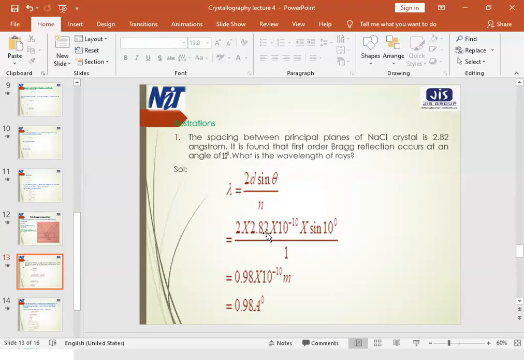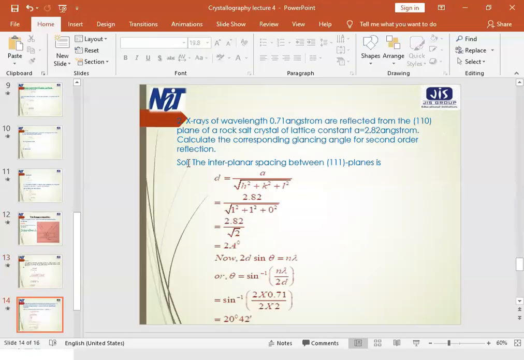So 2 into 2.82 into 10 power minus 10 into the value of sine 10. So we will get 0.98 into 10 power minus 10 meter. 10 power minus 10 meter is equal to 1 angstrom. So this will come out as 0.98 angstrom.